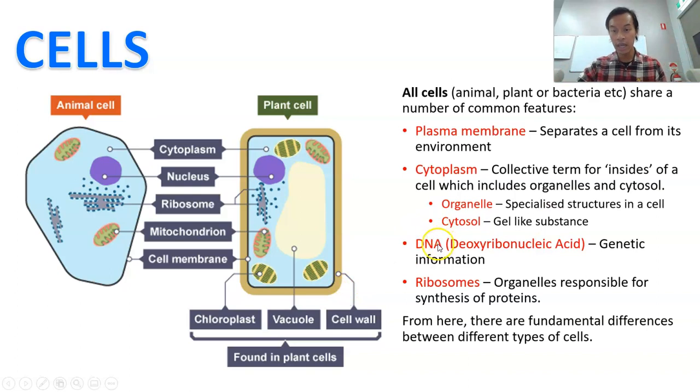All cells have DNA, deoxyribonucleic acid, which is the genetic information of all living organisms, and all cells have ribosomes, which are specialized organelles responsible for the synthesis of proteins. Very important for living things. From there, you notice fundamental differences between different types of cells. For example, plant cells and animal cells are different in the sense that animal cells don't have a chloroplast, and they also don't have a cell wall, which plant cells do have, making them different from animal cells. However, bacterial cells don't have mitochondria, which plant cells and animal cells do have.